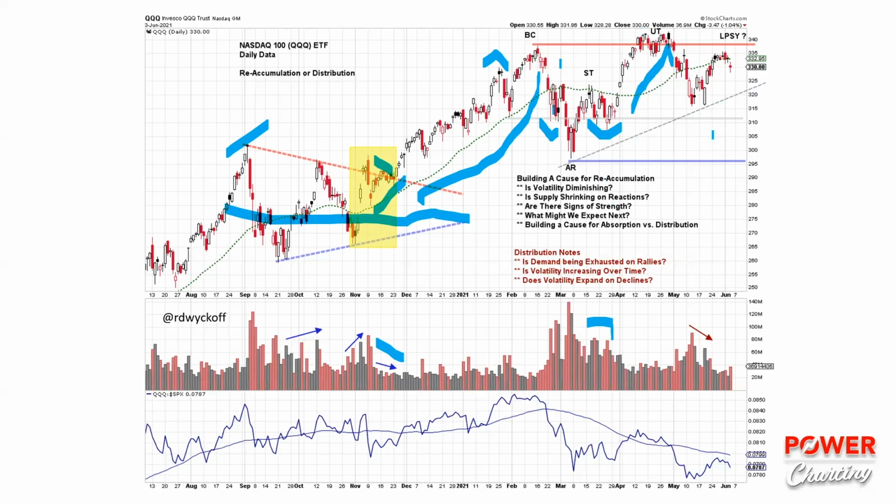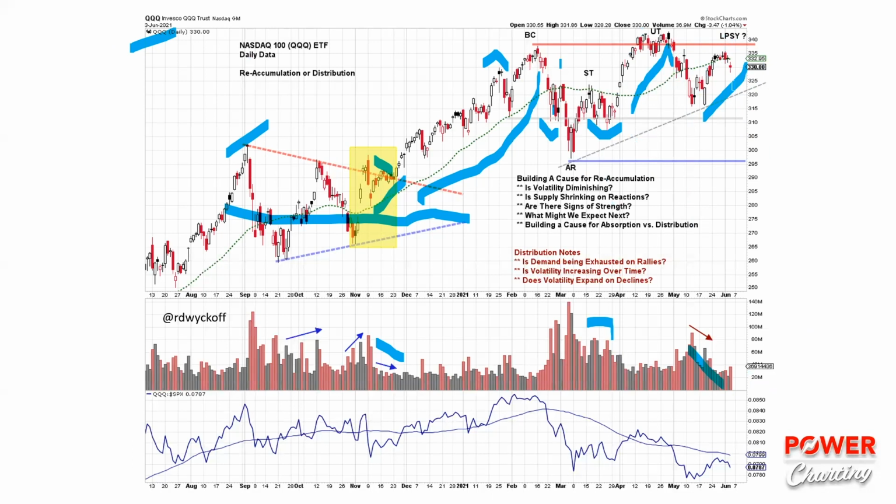So we ask the question here on this pullback, is this rally a last point of supply, which is a distributional characteristic? Well, notice that the volume is diminishing on the advance up into this area, and it can't get to resistance yet. Not that it won't get there, but this is where we are through the third, the day I'm recording this, excuse me. And so you can see that we're attempting to get up to resistance.